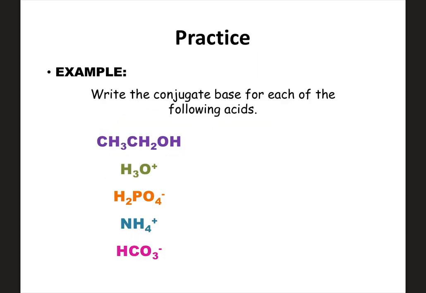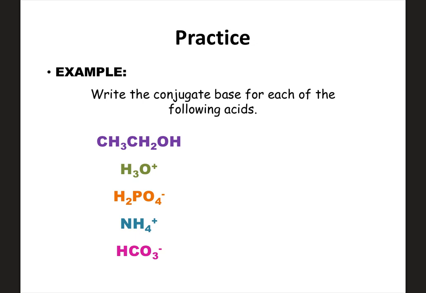Let's do a little practice here. We want to write the conjugate base for each of the following acids. Now realize here, some of these might not be traditional acids in the sense that they may not really want to give up the H plus or anything like that. But this is just some practice to get you used to doing this. So if we look at the first one, we have CH3CH2OH. Now traditionally this is not going to be an acid, but we'll just pretend like it is.